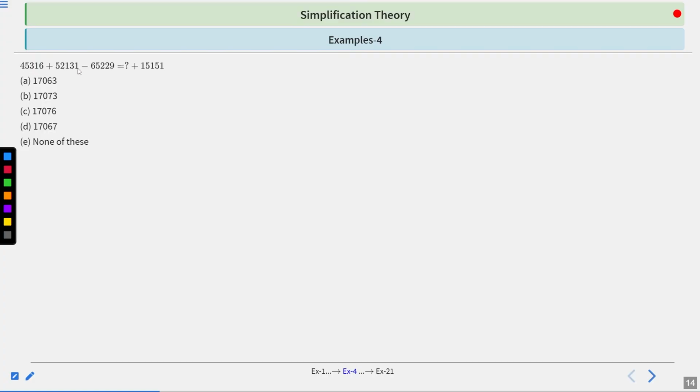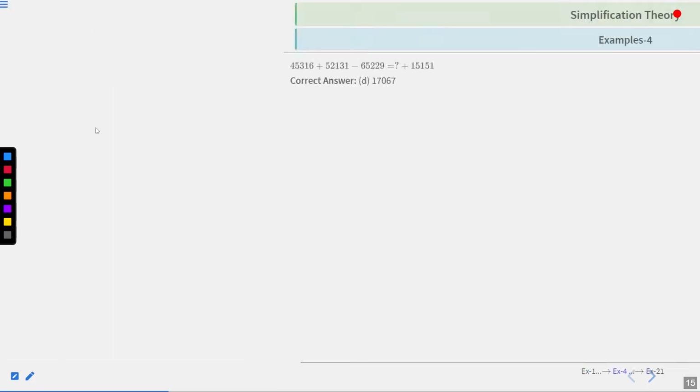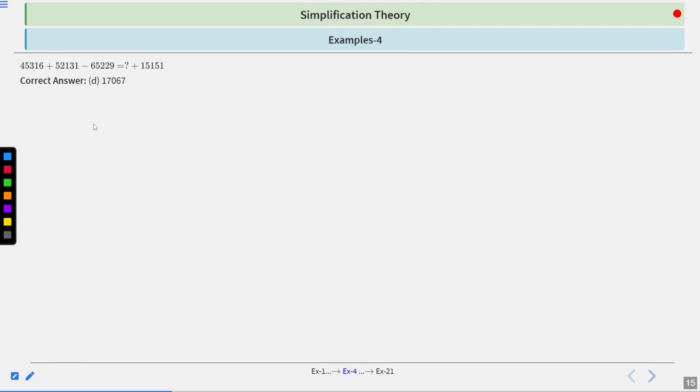45,316 plus 52,131 minus 65,229 equals question mark plus 15,151. You have five options. First one is 17,063, second is 17,073, third is 17,076, and fourth one is 17,067, fifth is none of these. Now see the solution. This question is basically based on the basic calculation method, addition and subtraction. So the correct answer is 17,067.